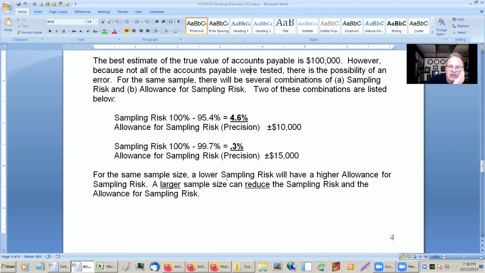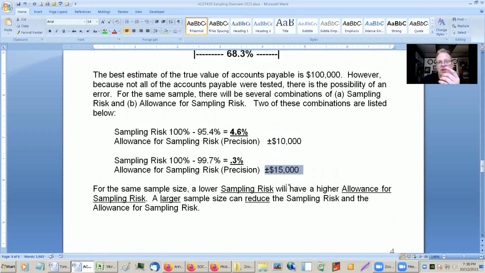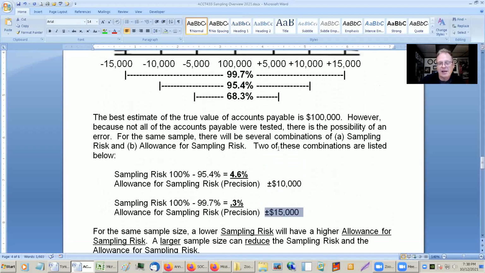Okay, so for sample size, and this hits into multiple choice questions you'll see on the CPA exam, a lower sampling risk will have a higher allowance for sampling risk. And you see that up here. A lower sampling risk, so 0.3, will have a higher allowance, because you're more sure of it landing in that extra area on the sides.